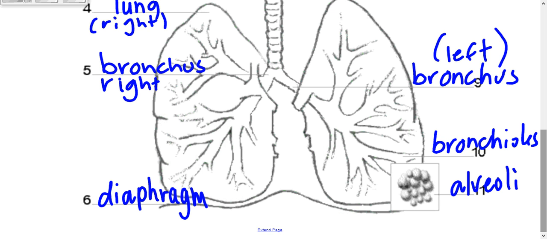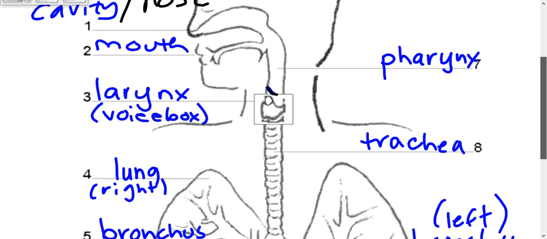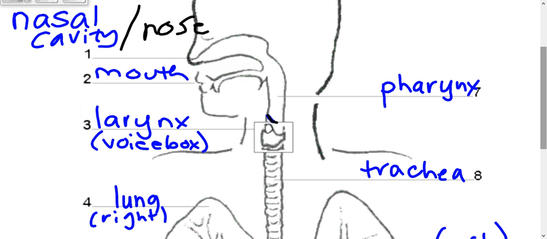I'm going to pop the page up so we can get to number 7 here. We go up to the top of the right-hand side. We have the pharynx, that shared passage for air and food, right? Oh, my stylus is terrible. I'm going to just erase that. Shared passage for air and food there. I'll get a new stylus for tomorrow.